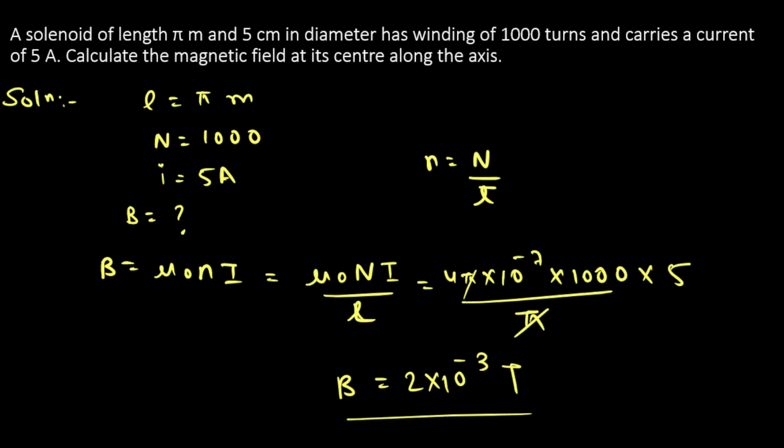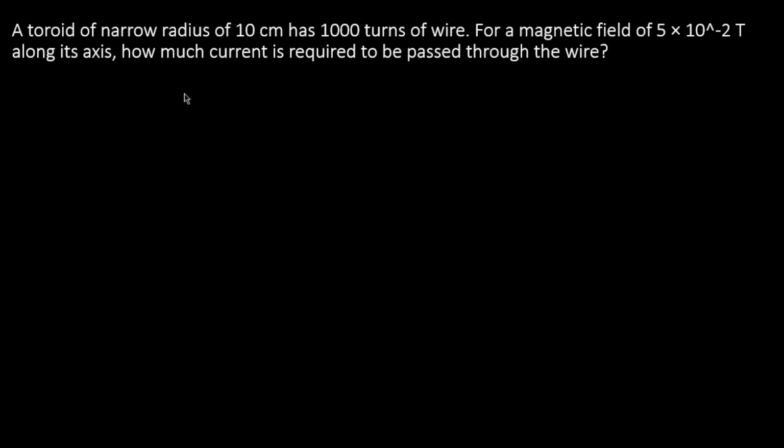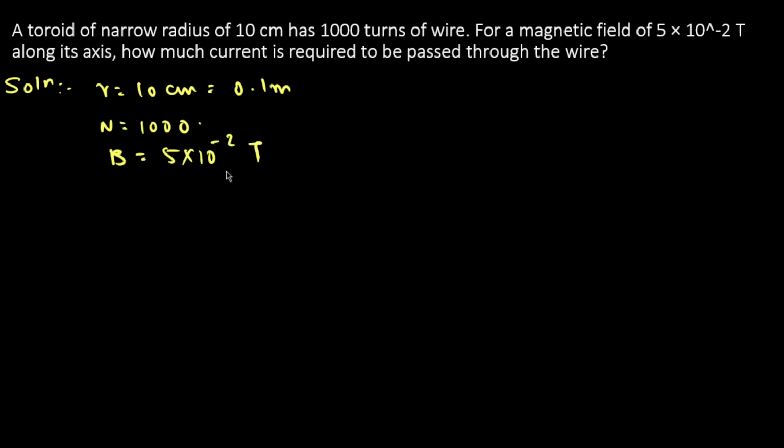Let's look at the next one. A toroid of narrow radius of 10 centimeter has 1000 turns of wire. For a magnetic field of 5 into 10 raised to minus 2 Tesla along its axis, how much current is required to be passed through the wire? So solution, the radius is given to us as 10 centimeter, which can be written as 0.1 meter, and number of turns is 1000. The magnetic field is 5 into 10 raised to minus 2 Tesla. We need to calculate the current.